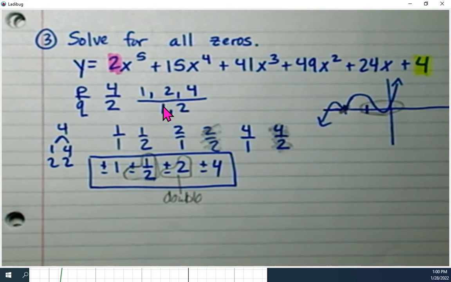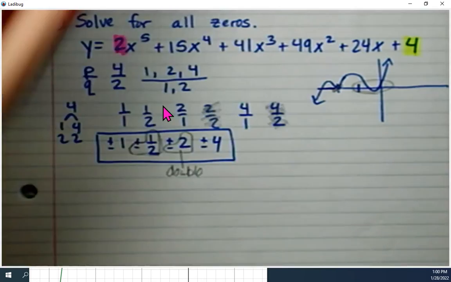Okay, I've done my PQ list. I've looked at my graph. I've put my knowledge together. I think I have 3 zeros. Well, if I give you 3 zeros, you can divide them out to help you factor. And that's what we're going to do.